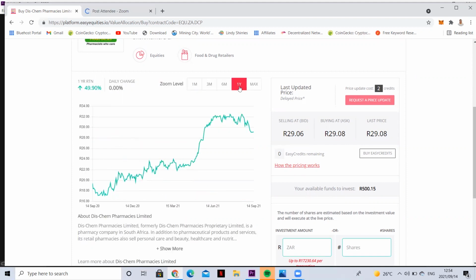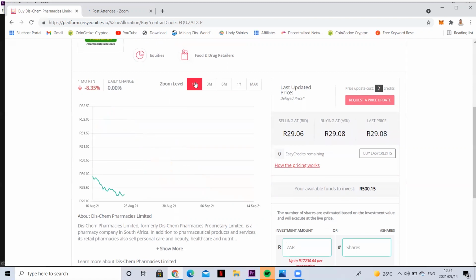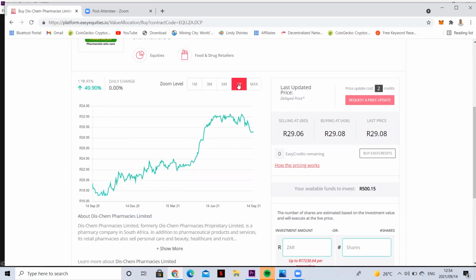So let's just see. For 1 year, the reason I say I want to buy, even though the last month it is performing low, it was around 32 Rand and it dropped to 29 Rand. And do remember that I buy when the value has gone down. But then when you go into a year projection, you will see that since 21 September 2020 up until now, it is going up. So that's why I am buying Discovery. So let's just go ahead and buy.